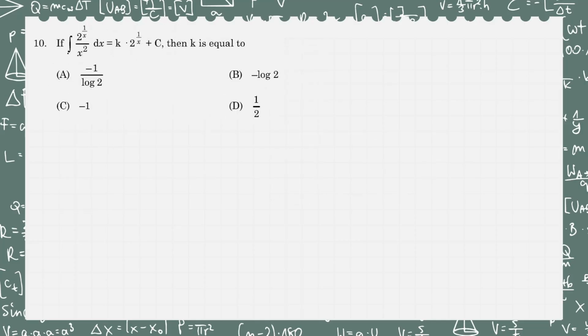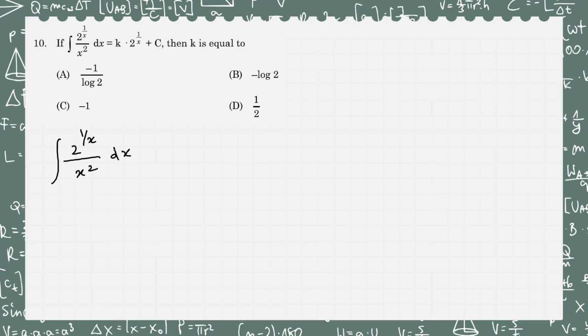Sum number 10. If the integral of 2 power 1 by x divided by x square dx equals k times 2 power 1 by x plus c, then k is equal to what? First of all, we have to solve this integration on our own, and then we have to compare our answer and their given answer. Then only we will come to know about the constant k.